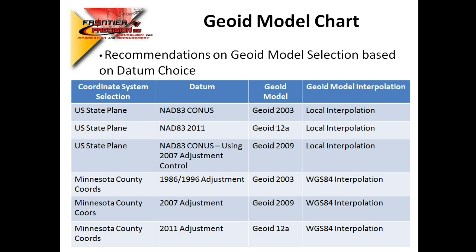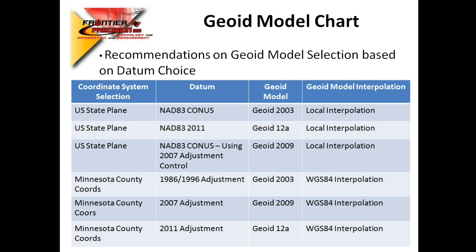However, when you're using county coordinates, that's a different story. Those county coordinate systems within the Trimble software that we described need to be interpolated to WGS84. That is a requirement. If they are not, you're going to see some fairly large discrepancies in elevation in the field if they are interpolated locally. So if you are running the latest versions of Trimble software, whether it's Trimble Business Center or Trimble Access, we need to make sure that your Geoid models are interpolated to WGS84.